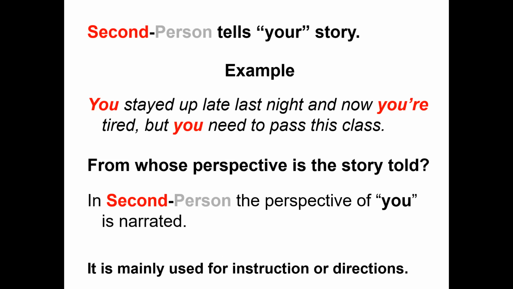So for the second person, it's talking about you, what you did. You stayed up last night. You're tired. You need to pass this class. For example, you're giving someone directions, right? You need to turn at this corner. You need to make a right. You need to go west, or you need to go north on Soldier Road. The second person is telling your story, what you need to do or what you did. Okay? Do you all understand the difference between the first person and the second person? Yes, sir. Okay, good.